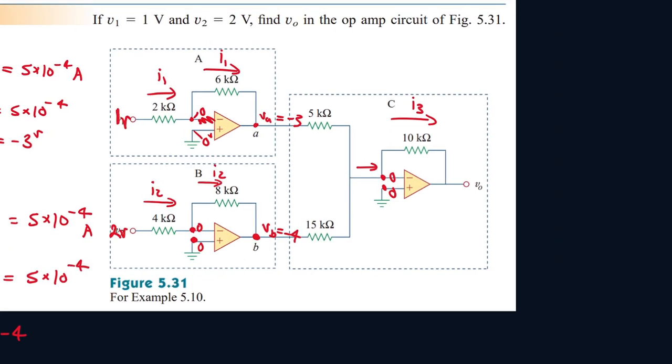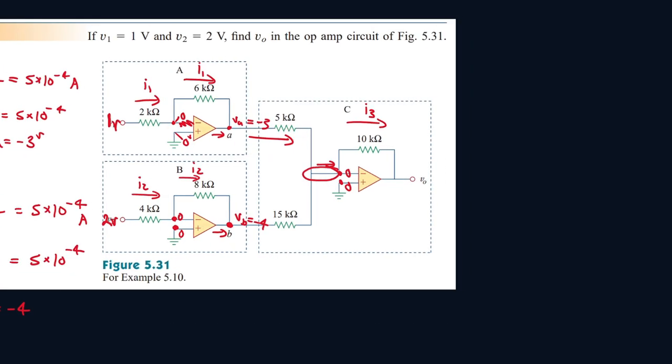Now, we need to find the current passing through here. The current passing through here will not be the same as the current passing through here, because there's also current passing through here and here. And obviously, it's going to be a little difficult to determine that value. But we know that the voltage for this entire region will be 0 volts. So let's call this one IA, and let's call this one IB.